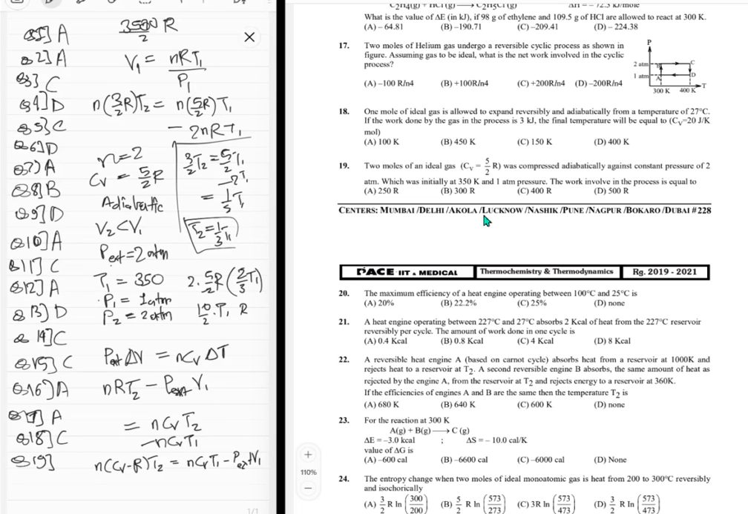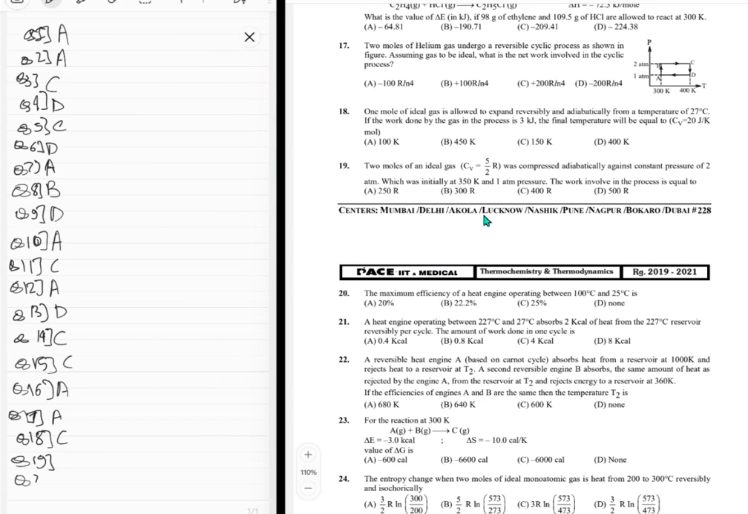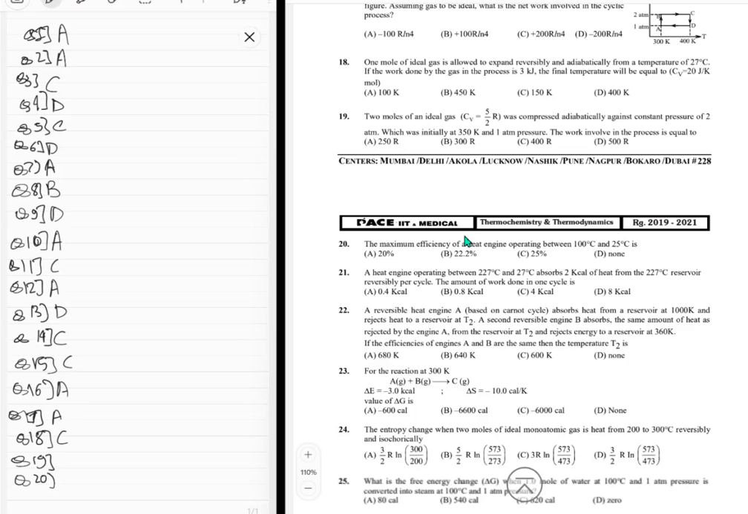Okay, just move on. Maybe I made some mistake somewhere. Question number 20. I'll do it once again after we are done. Maximum efficiency of a heat engine operating between 100 degrees Celsius and 25 degrees Celsius.